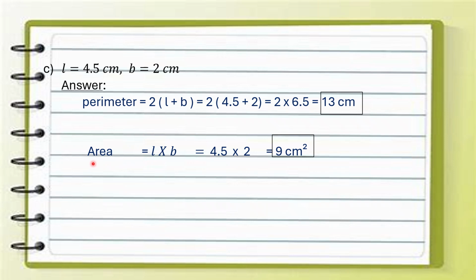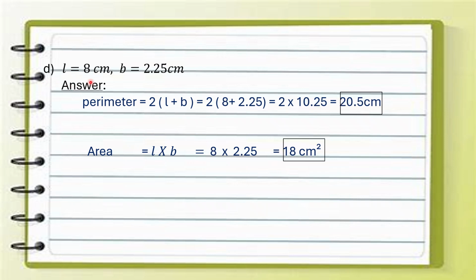Now calculate the area of a rectangle. So area formula is L into B. So what we have to do? Just substitute the values of L and B. So 4.5 into 2 is 9 centimeter square.